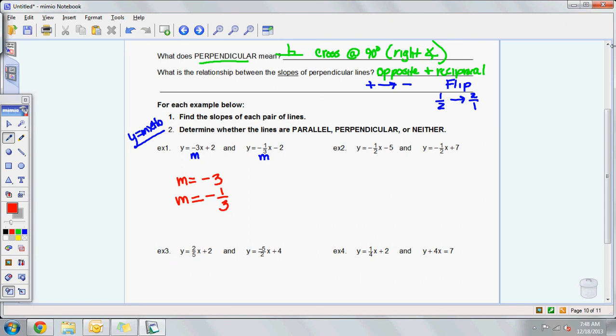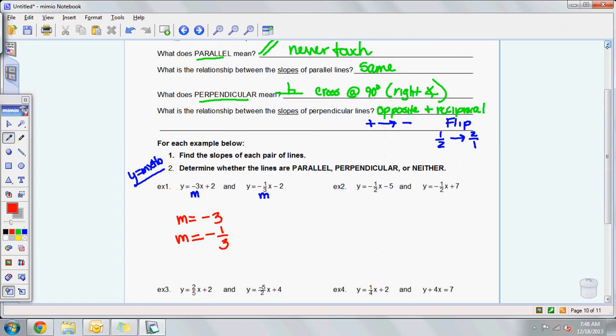So let's ask ourselves what this is. So let's see if they're parallel. If they were parallel, the slopes would be exactly the same. So are these parallel? No, they're not exactly the same. So maybe they're perpendicular. So if they were perpendicular, they would be opposite and reciprocal. So let's see, are they opposite? Nope, they're both negative. So these right away cannot be anything. They're not parallel, they're not perpendicular, so we're going to write neither. These are just two regular old lines on a graph.